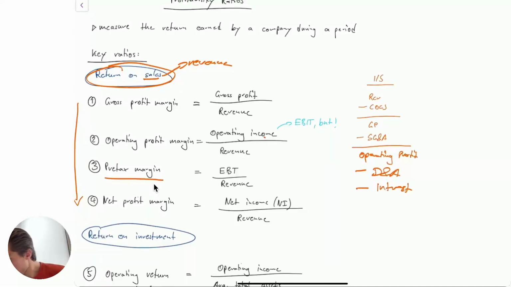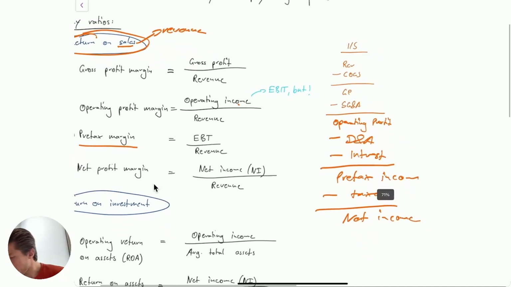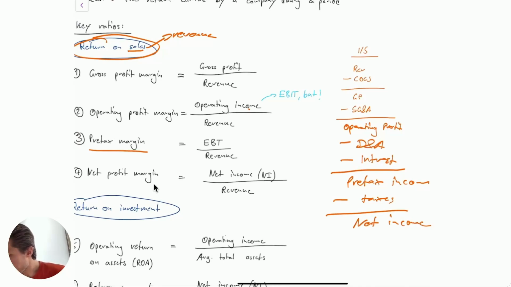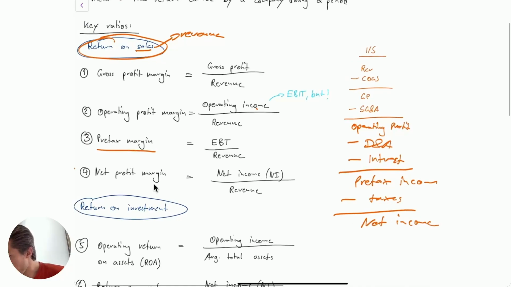Then you have your pre-tax income, minus taxes, net income. It's not 100% correct how I use the items here, but just for illustration purposes, we go through step by step. So here the first one, gross profit margin, gross profit over revenue, then operating profit over revenue, then EBT over revenue, and then net income.